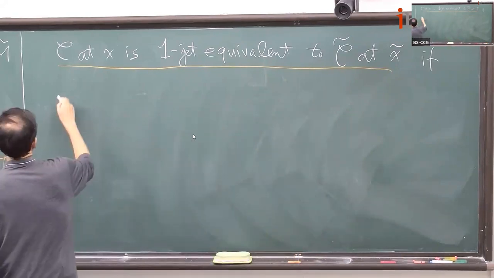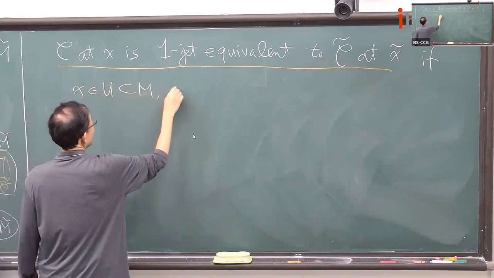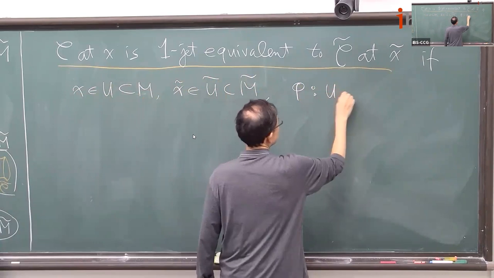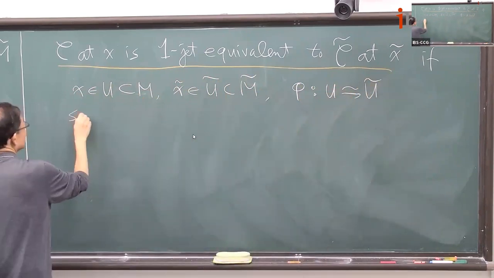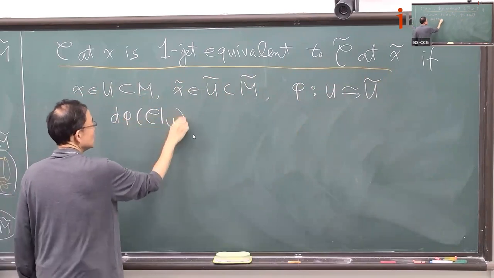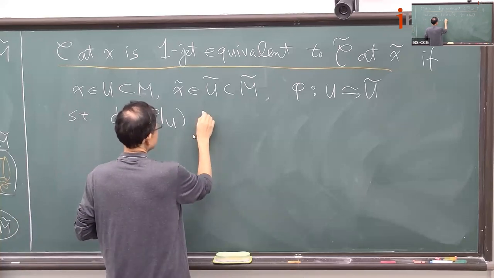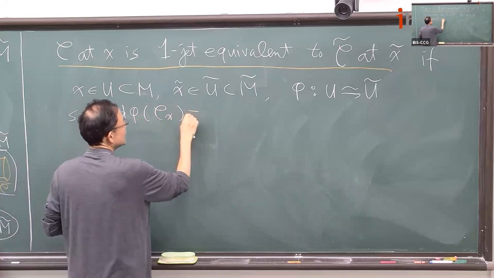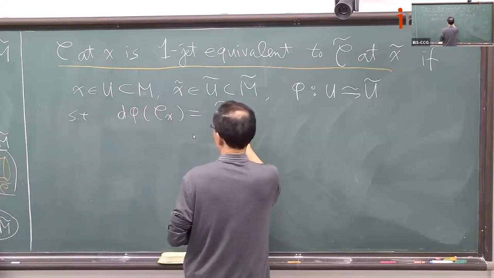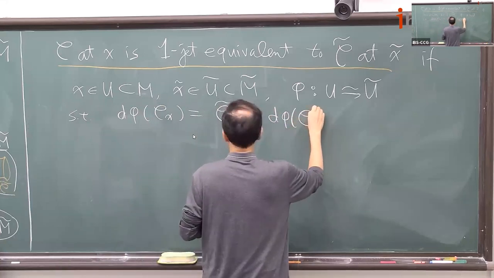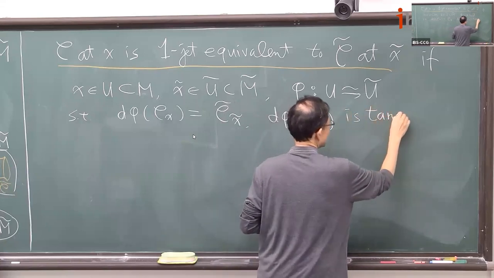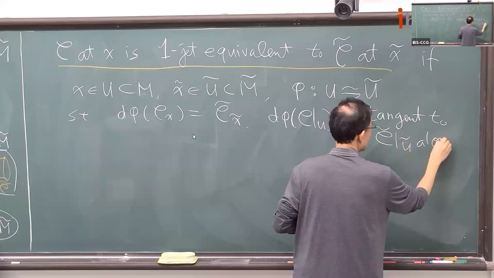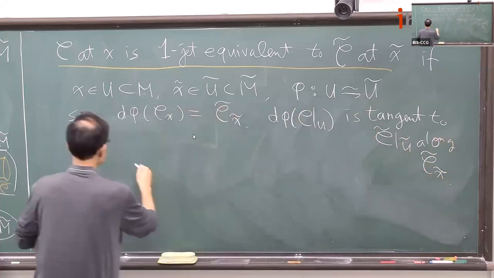We define this notion of one-jet equivalent if we have the same neighborhood and a biholomorphism, such that the image of C under the map sends C at X to C tilde at X tilde, and at that point the image of C on U is tangent to C tilde on U tilde along there.